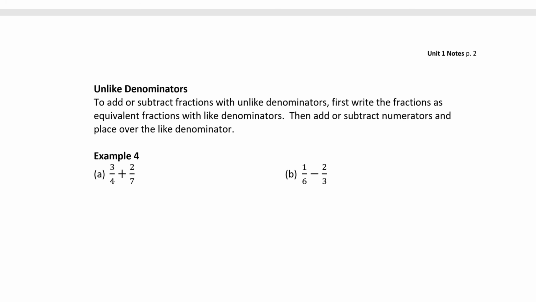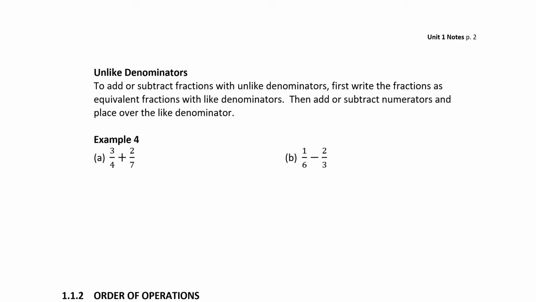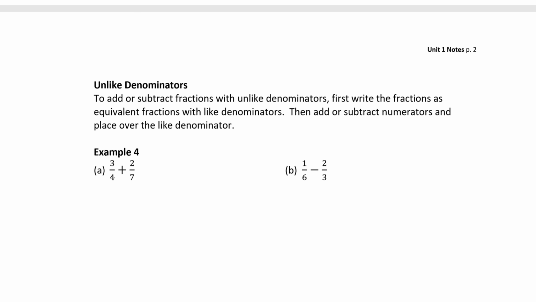Now we're going to figure out what to do when we have unlike denominators. To add or subtract fractions with unlike denominators, first write the fractions as equivalent fractions with like denominators. Then add or subtract the numerators and place over the like denominator. So this example is 3/4 plus 2/7. We need to get a common denominator between 4 and 7.